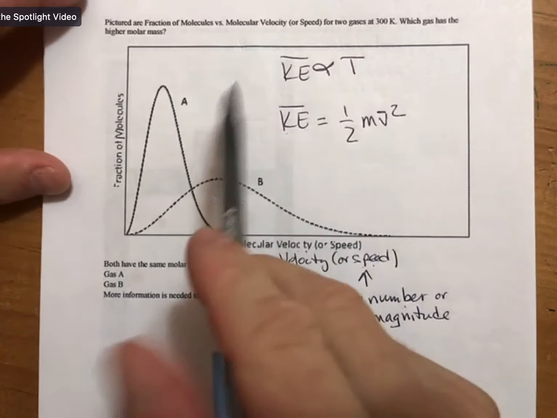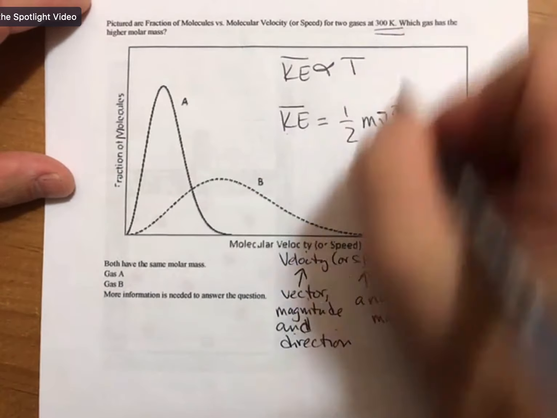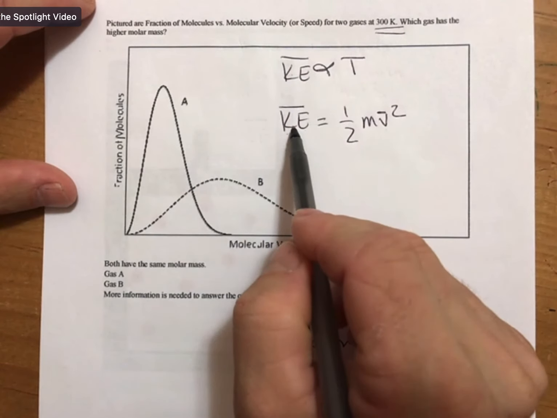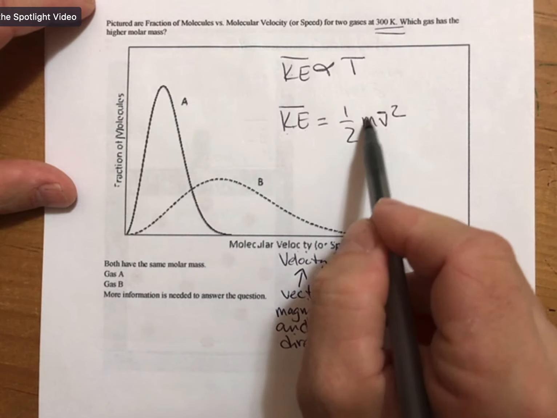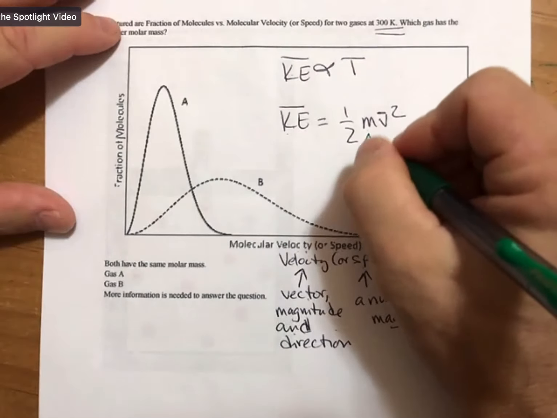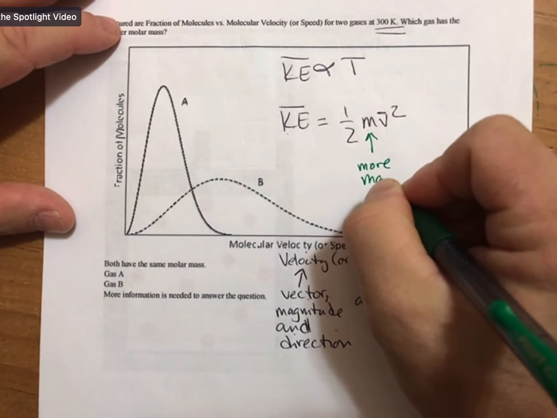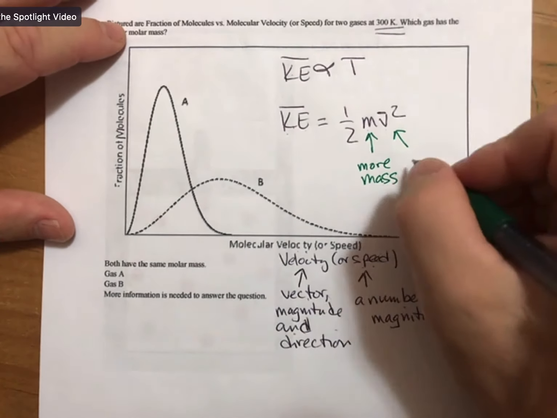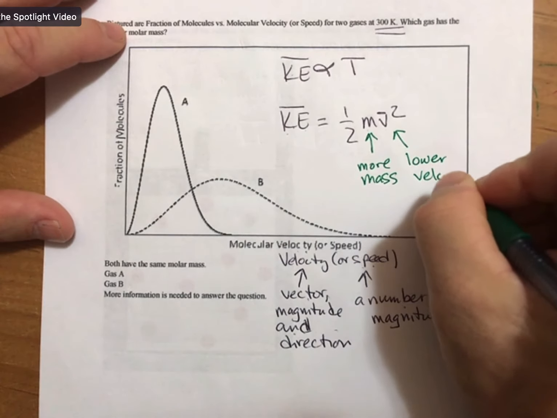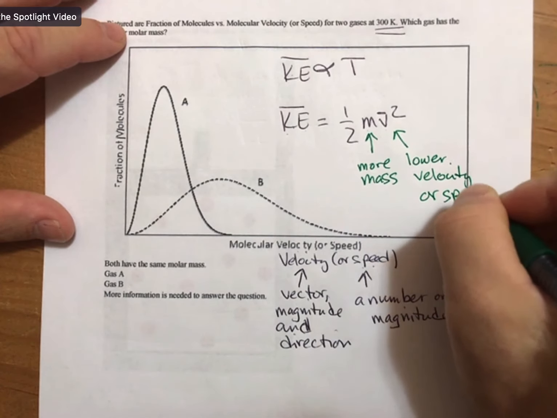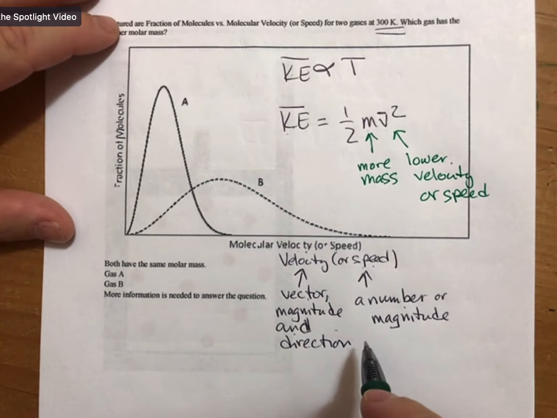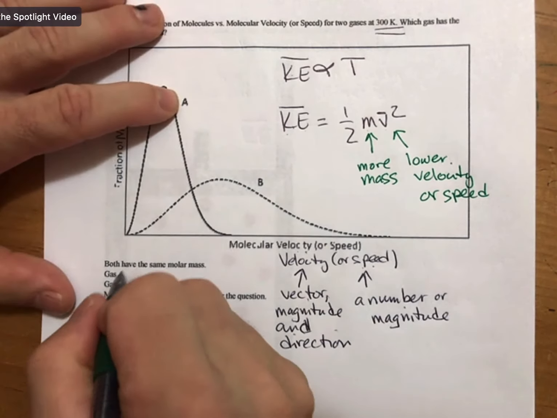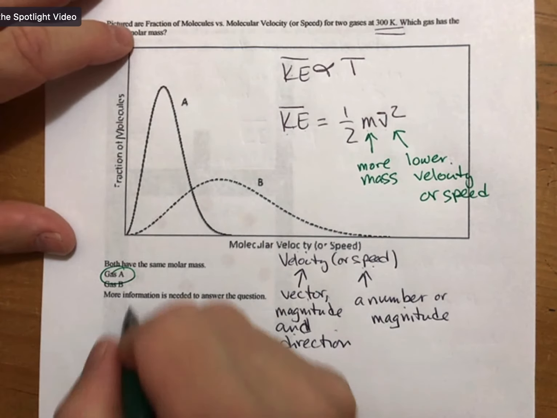But let's read over this question. So these two gases are at the same temperature. So that means they will have the same average kinetic energy. However, if one of them has more mass, then that one must also have lower velocity or lower speed. Which means that if the question is which gas has the higher molar mass, it's going to be gas A because it is moving more slowly.